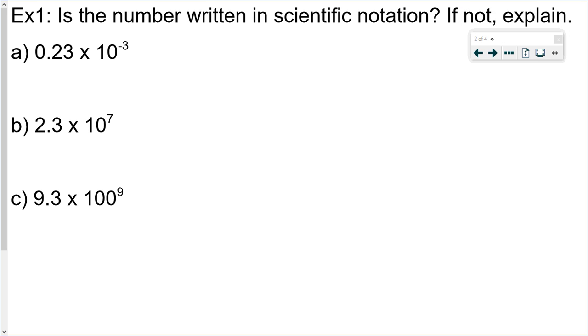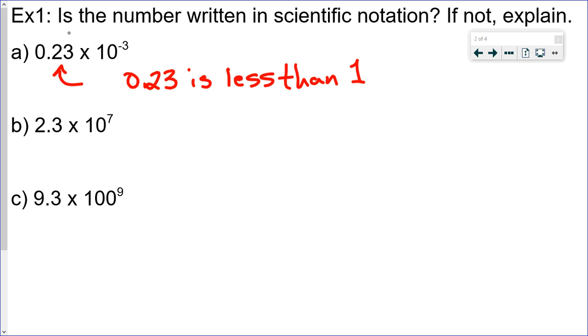So the first thing you might be asked to do is determine if a number is correctly written in scientific notation. This first one says 0.23 times 10 to the negative third. The answer is no on this because this number, 0.23, is less than 1. And this number has to be from 1 to less than 10. So you can't have a number that's less than 1.